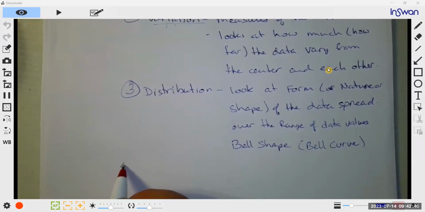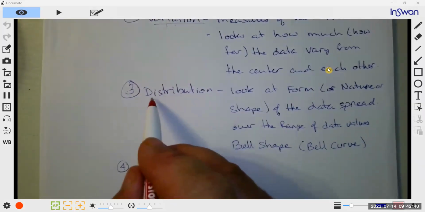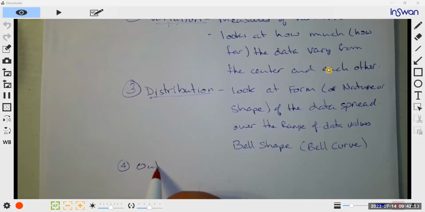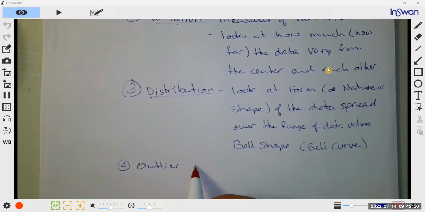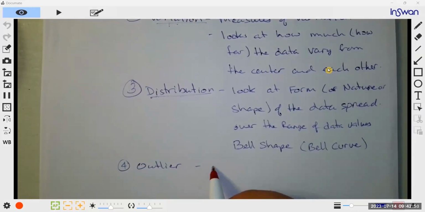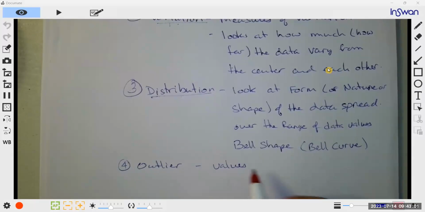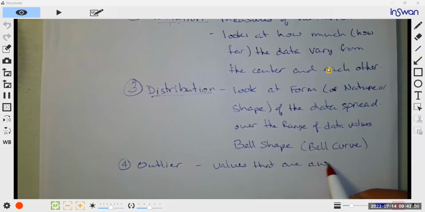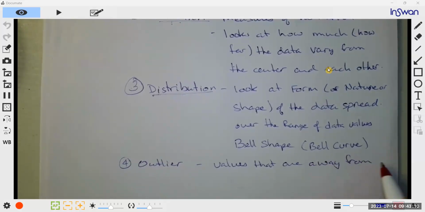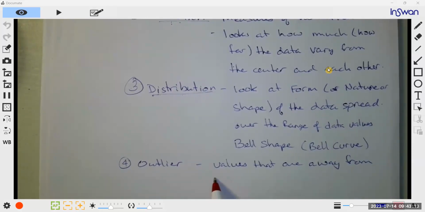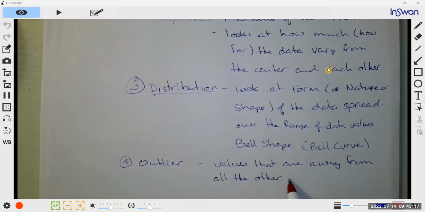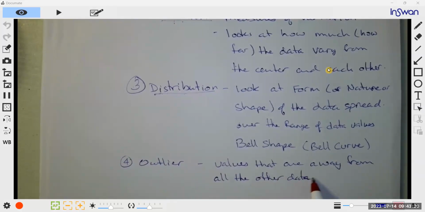Okay, once you have all these, the center, the variation and distribution looked at, what you can now observe are what we call outliers. These are values that are away from all the other data points.